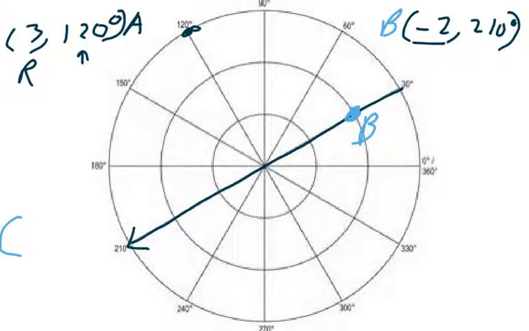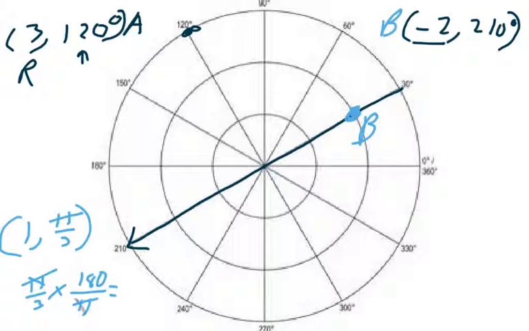If I was doing 1 comma pi over 3, it's always good to find out how many degrees it is, because it's easier to work in degrees than it is to work in radians. And so 1/3 of 180 is 60, and so that will be letter C.